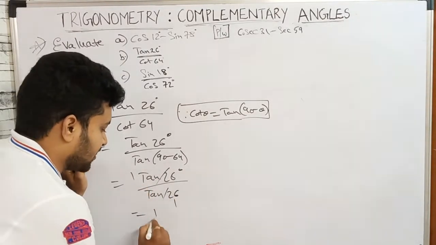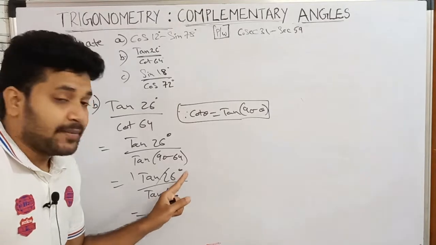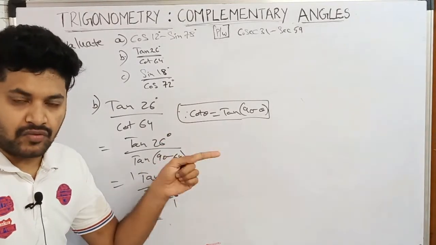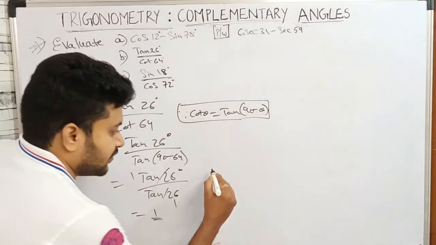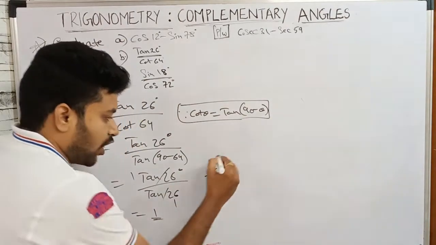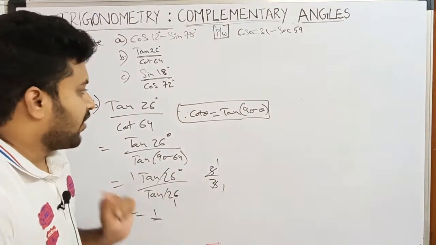Ones are answer is 1. It is nothing but 8 by 8, 8 ones are 8, or 2 by 2, 2 ones are 2. If suppose 3 by 3, 3 ones are 3. Like that only you should write 1 by 1.